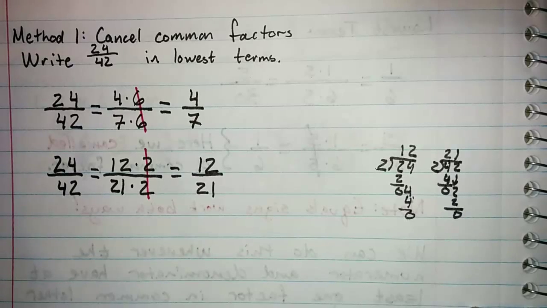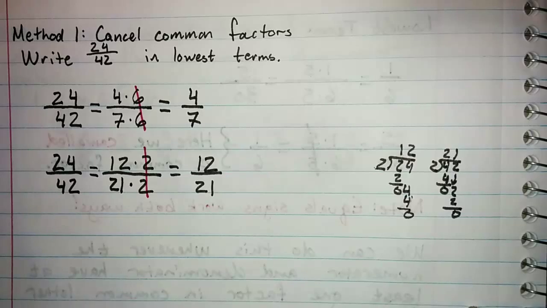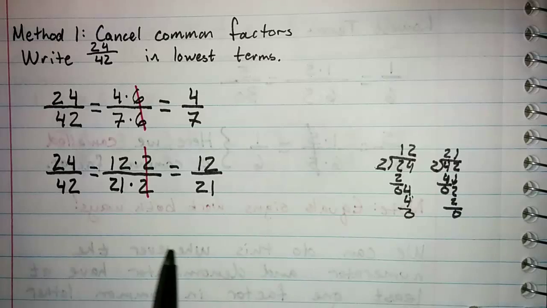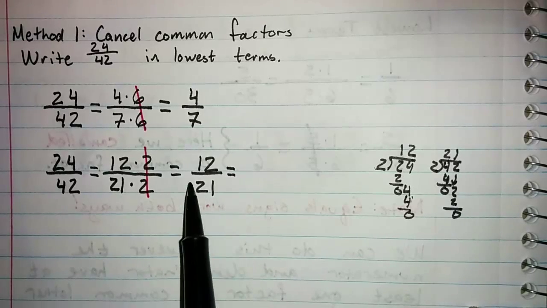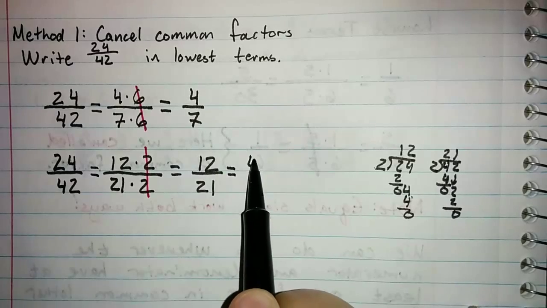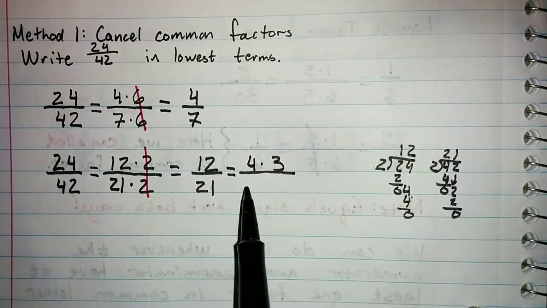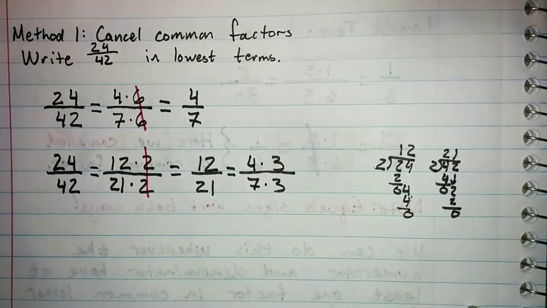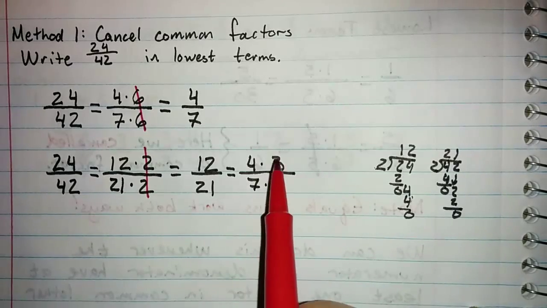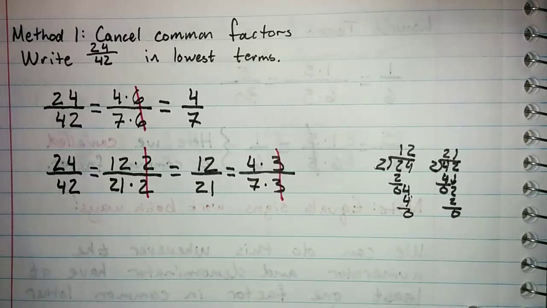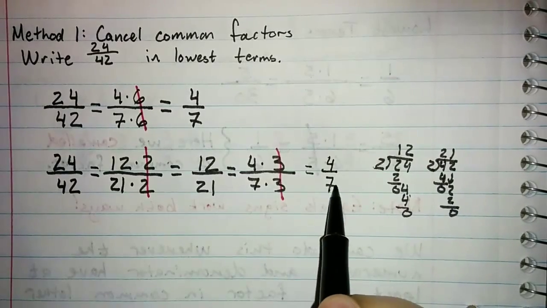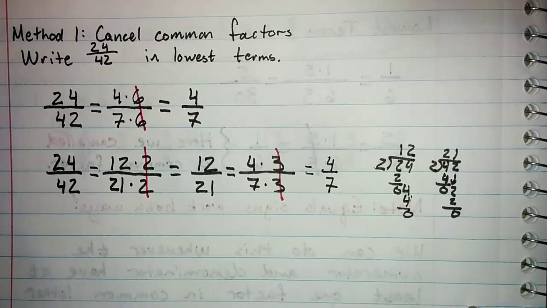Are they both multiples of 3? Why, yes. 1 plus 2 is 3. 2 plus 1 is also 3. They're both multiples of 3. In fact, consulting my multiplication table, I see that 12 is 4 times 3, and 21 is 7 times 3. So I can cancel the common 3, and I get 4/7. Am I at all surprised that these two processes gave me the same answer? No, not at all.